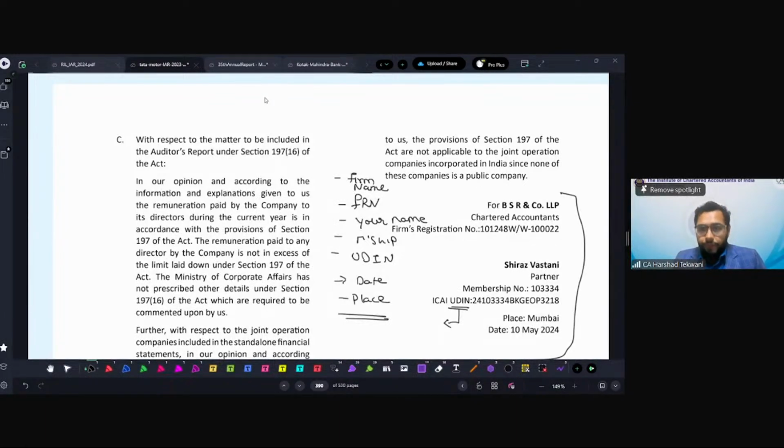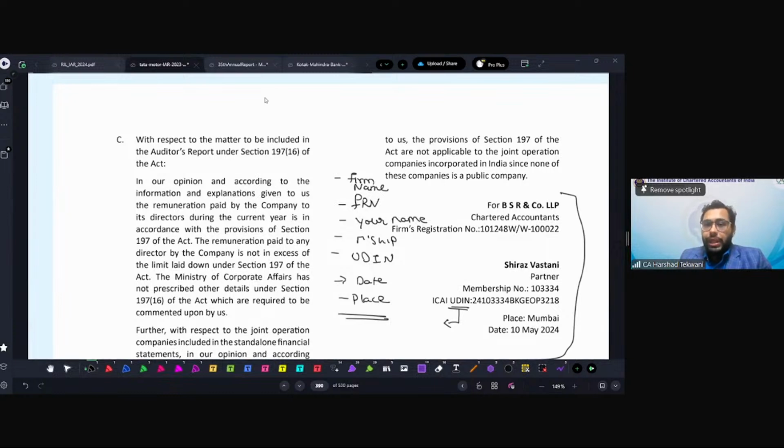Or you prepare just Form 3CB? When you do a tax audit for an entity which is not being audited anywhere else, how do you prepare the audit report? Just Form 3CB, or apart from that, do you prepare anything else? Form 3CB and 3CD both are the forms that you prepare, correct? Yes, sir. Form 3CD and 3CB are the ones that you prepare.